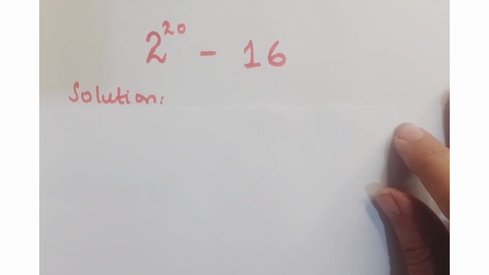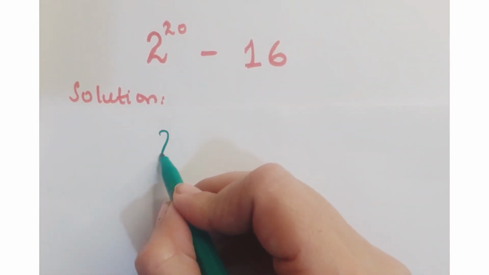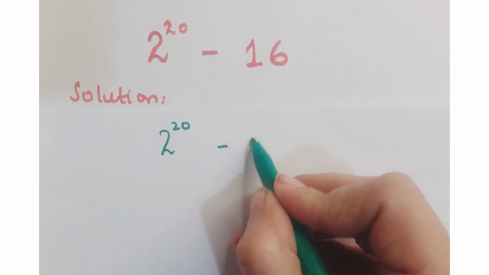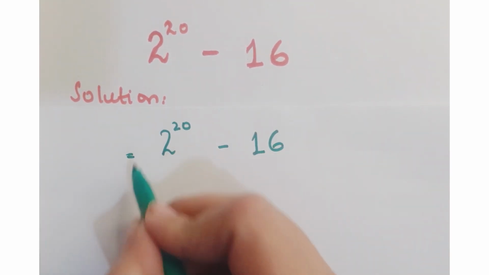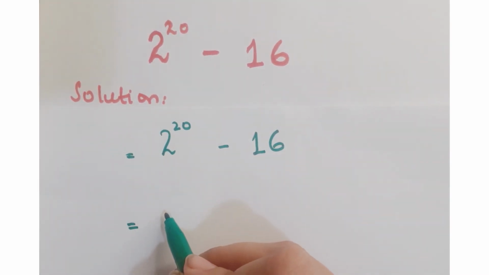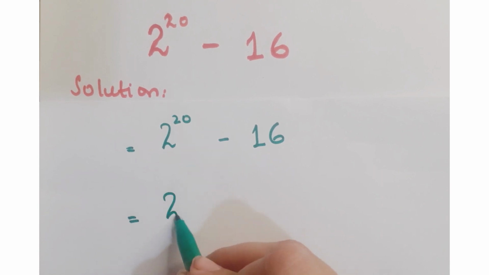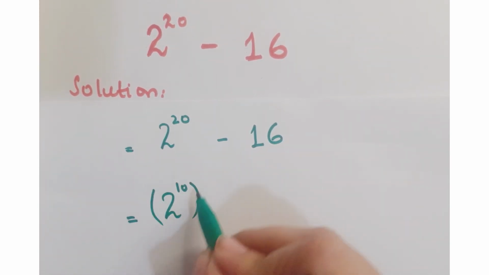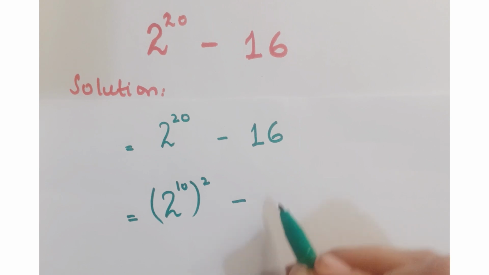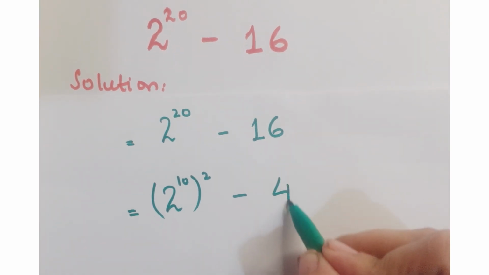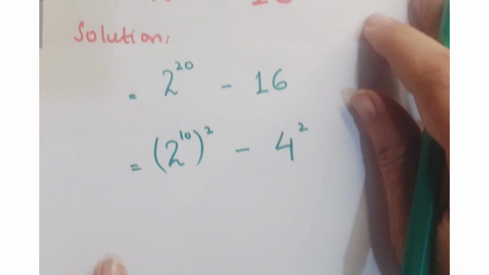Hi guys, look at this question. The question is 2 to the power 20 minus 16 and we have to simplify this. First of all, we can write this 2 to the power 20 as 2 to the power 10 whole square, minus this 16 is a perfect square of 4, so you can write it as 4 square.